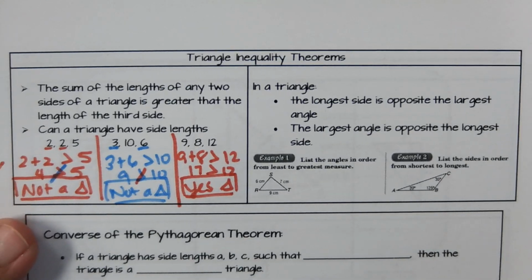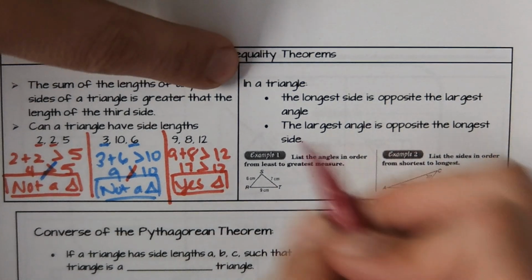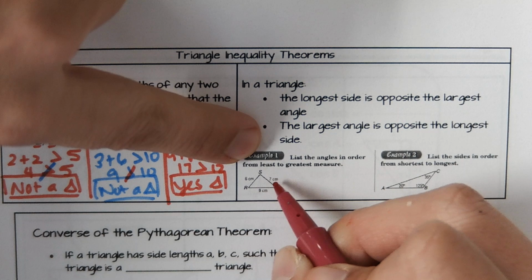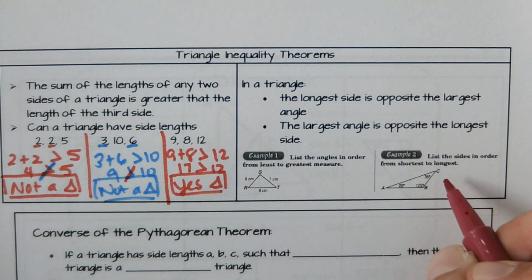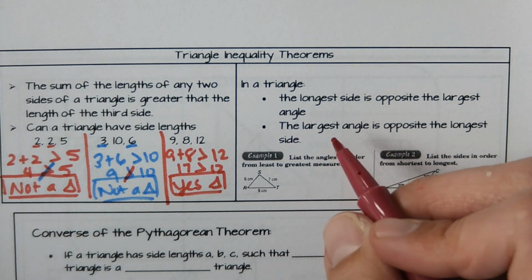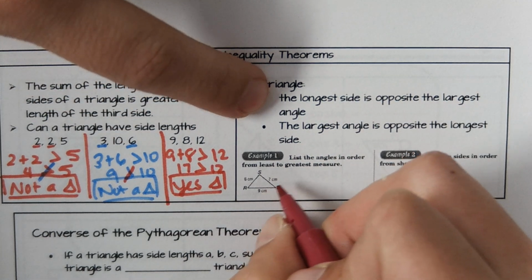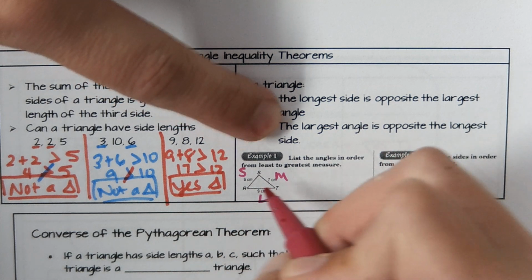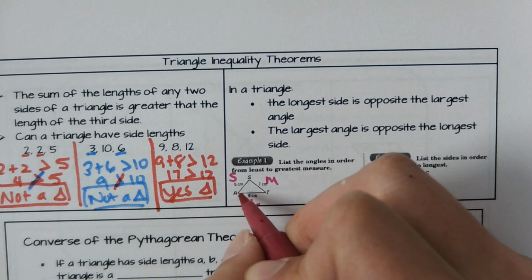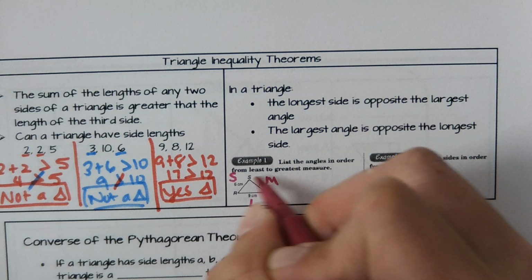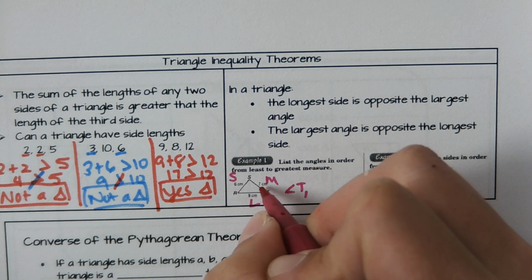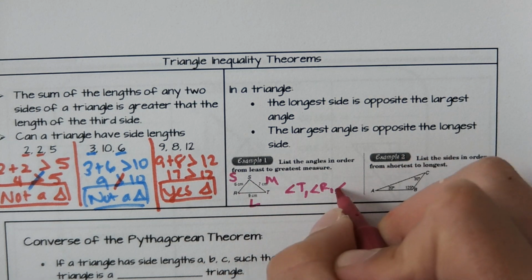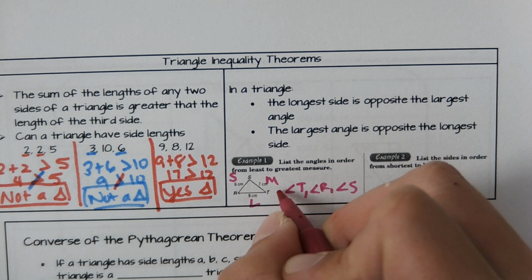Okay, and then over here, we've seen this before too, so it's nice to review it. It says, for these triangles, list the angles in order from least to greatest, and list the sides in order from shortest to longest. Remember, the longest side is opposite the largest angle, so we can look at the side lengths. So if this is the smallest, medium, and longest, then opposite the shortest side would be the smallest angle. So angle T would be the smallest. Then medium would be angle R, and then the biggest angle would be angle S.